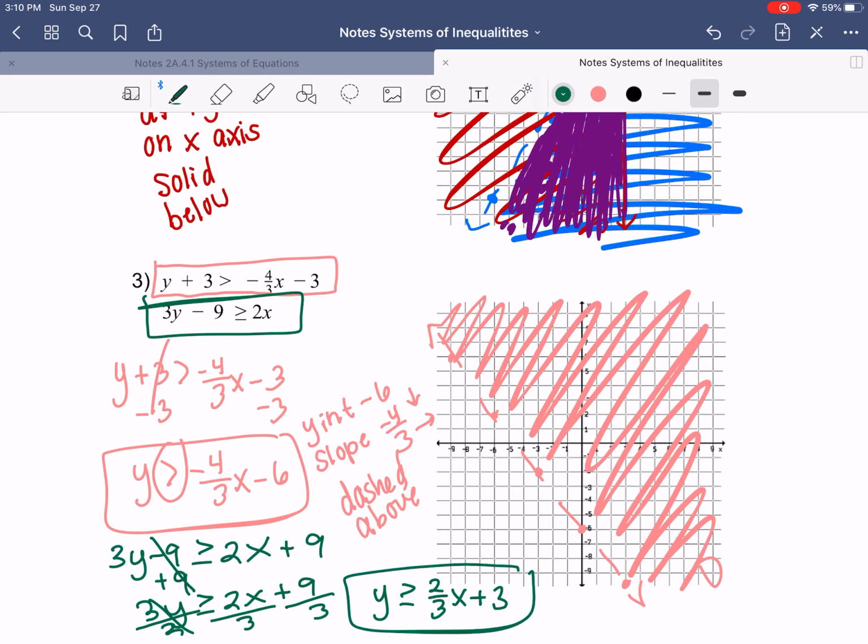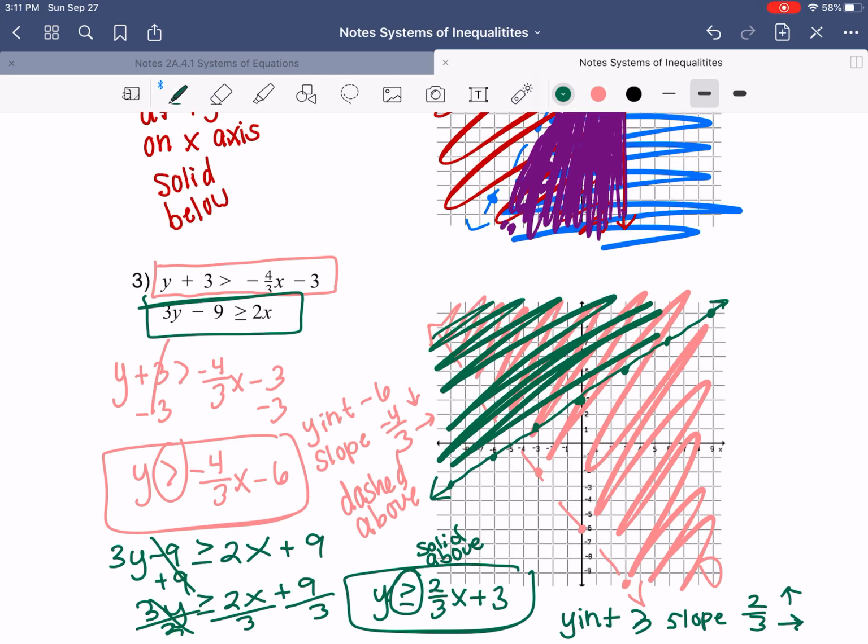This gives me a y-intercept at 3 and a slope of 2/3, which means I'm going to go up 2, right 3. So y-intercept at +3, and then I'm going to go up 2, right 3, up 2, right 3, up 2, right 3. And I could also do the opposite: down 2, left 3, down 2, left 3, down 2, left 3. Since it says greater than or equal to, this is going to be solid. So I have a solid line. Greater than means I'm going to shade above. So above this line, up would be this direction.